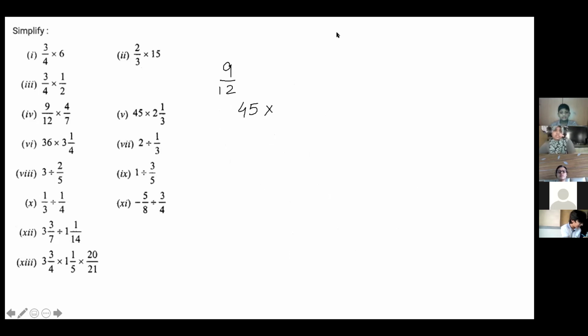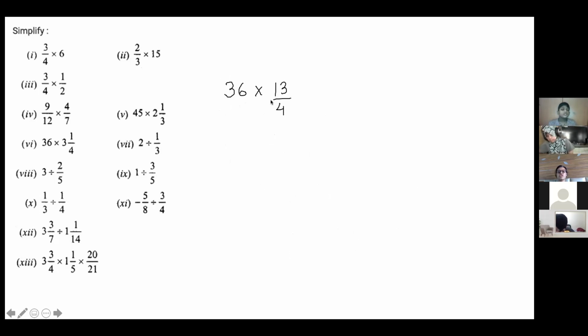36 into 3 1 by 4. Tell me, Safia, 3 1 by 4 is how much? Mixed fraction, multiply 4 into 3 and add 1. What is it? 13. So 13 by 4.